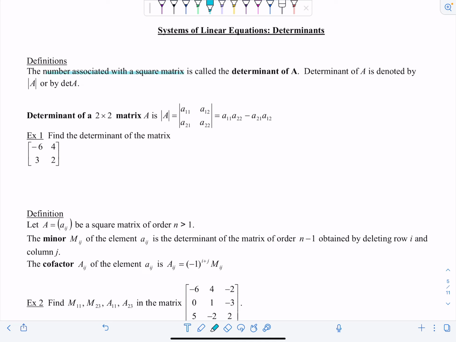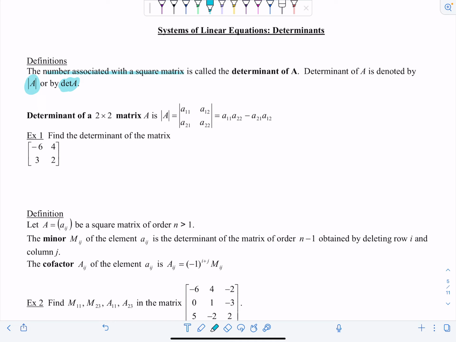So first thing, remember your matrix has to be a square matrix, same number of rows as columns. And the determinant is just some number that's associated with it. It's a scalar quantity. And the way we denote the determinant is one of two ways. You either write the name of the matrix inside two vertical lines, kind of looks like absolute value bars, but it's not. Or you could just write det A. And that indicates that you're finding the determinant of your matrix A.